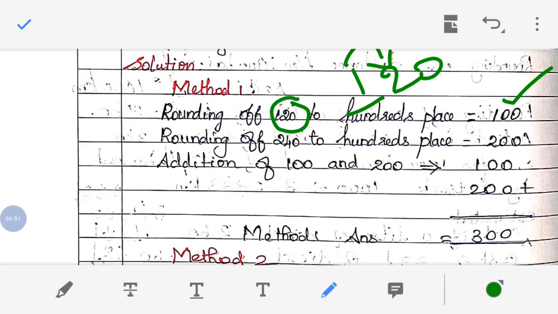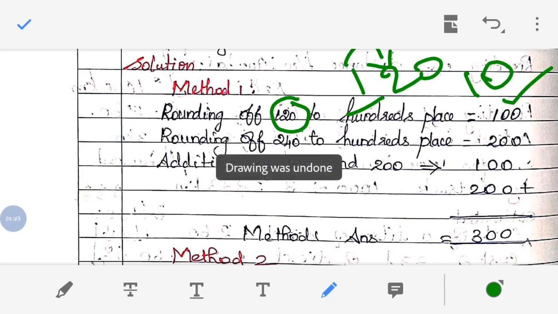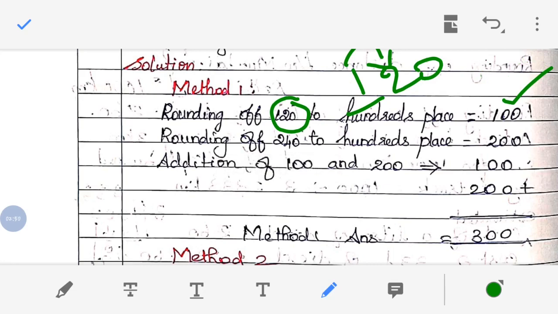This is lesser than 4. So if it is lesser than 4, what we will do is write the underlined digit as it is. Then we will change the remaining digits to 0. So what will be the answer? 100. Okay, so like this you have to round it off. We rounded off 120 and we get the result 100.